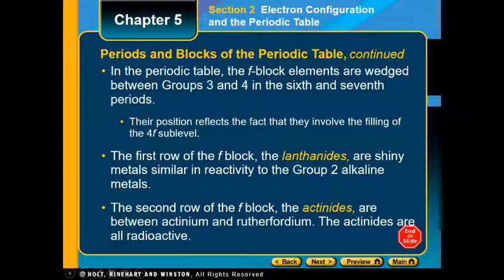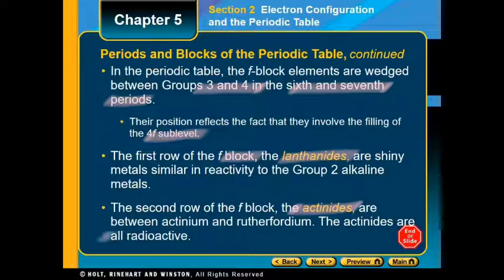Now we're quickly breaking down the F block. It is again wedged between group 3 and 4. They are in the 6th and 7th period. Again, some of this is a refresher for you. In the 6th and 7th period, you have your lanthanides that are in the F block. They're in the 4F sublevel. They are shiny metals similar in reactivity to group 2 metals. And then the second row of the F block are your actinides, and they are all radioactive. So all of your actinides are going to be radioactive.